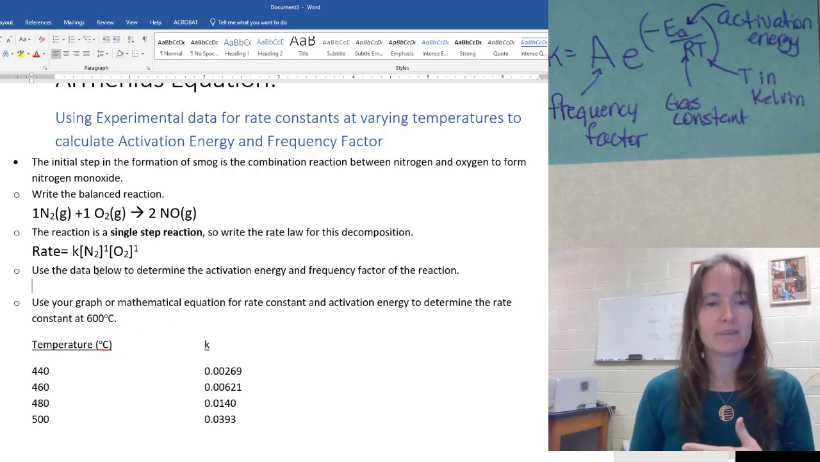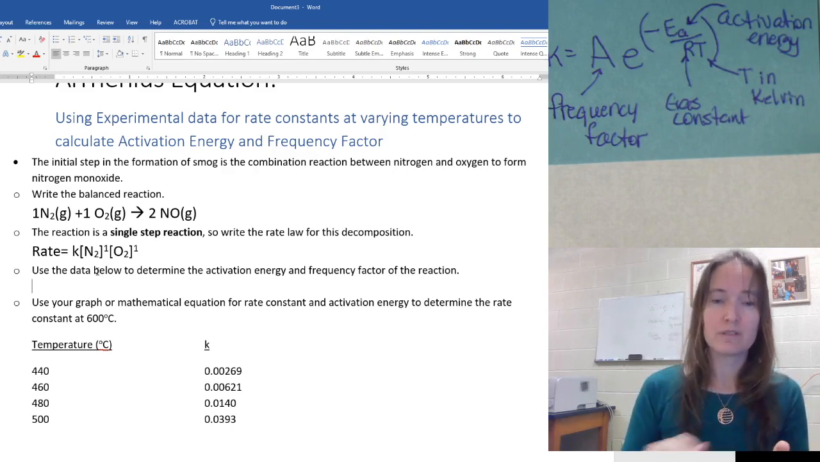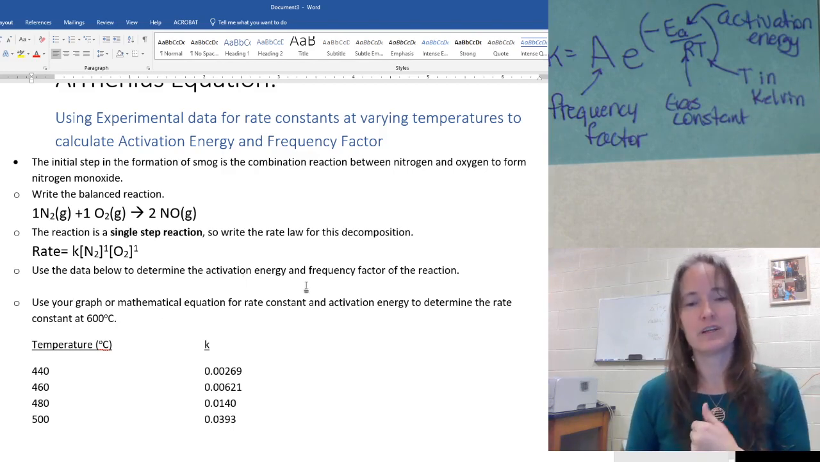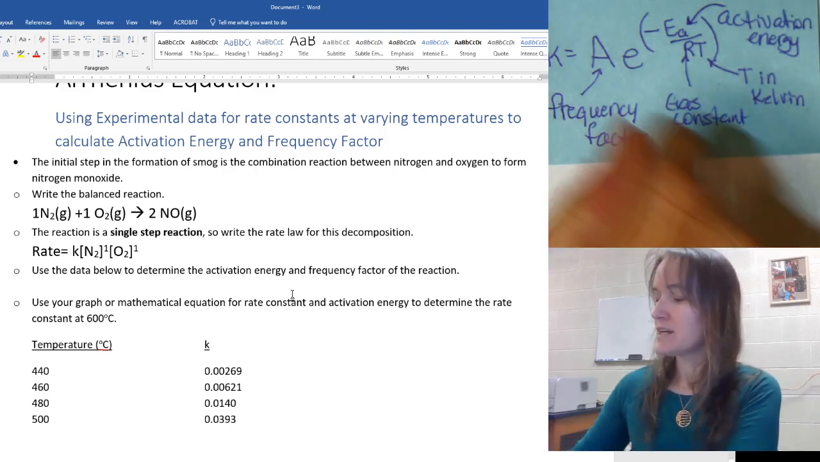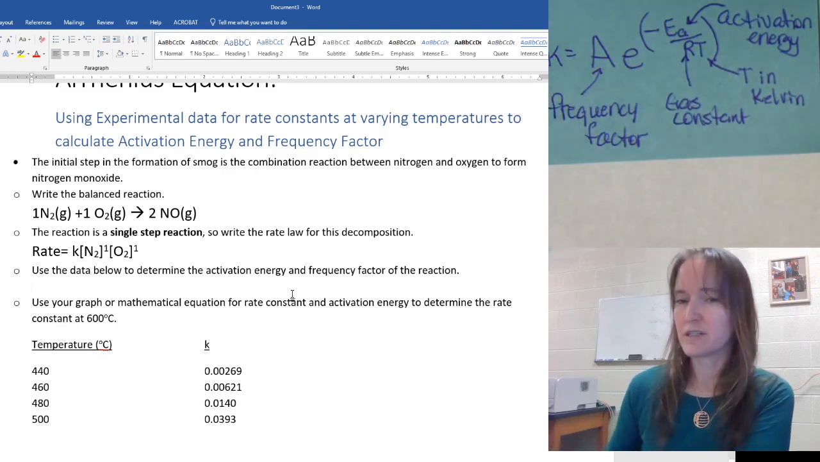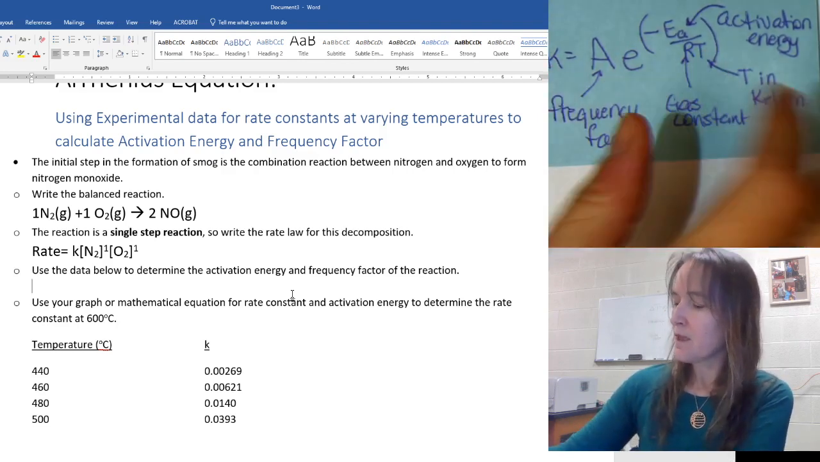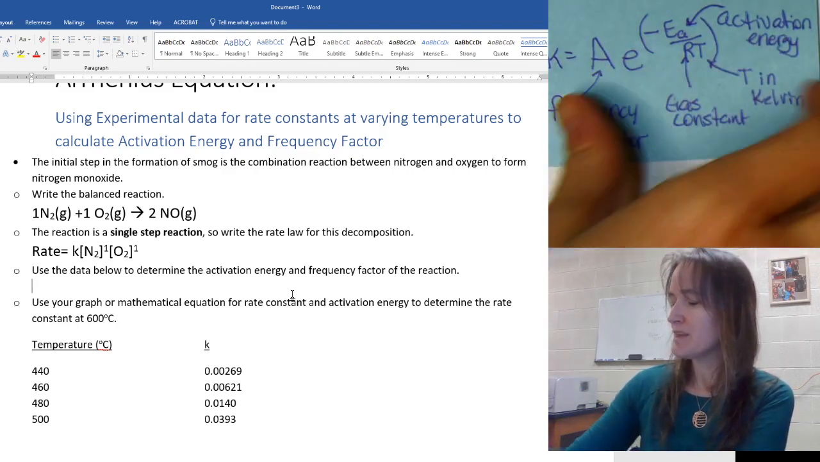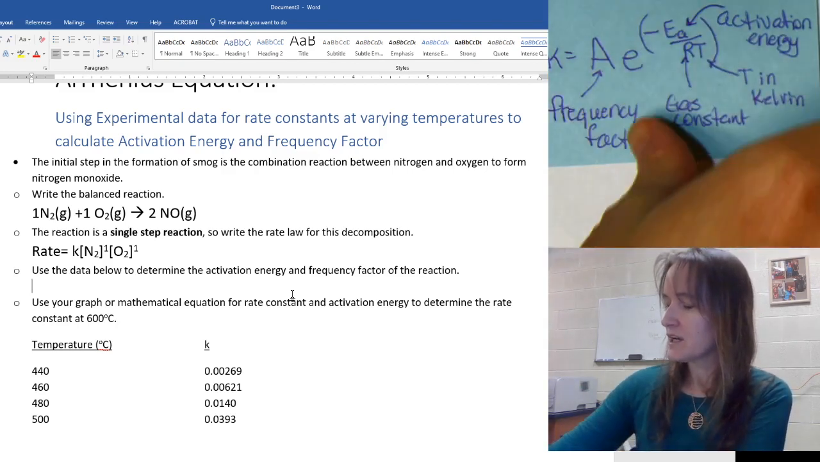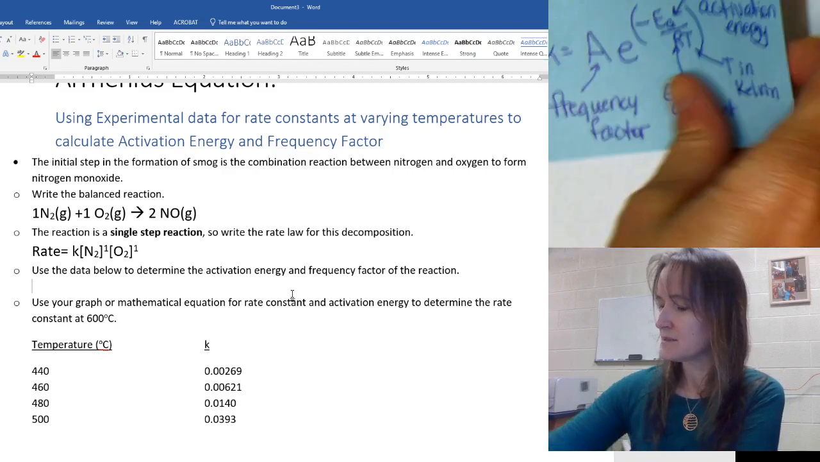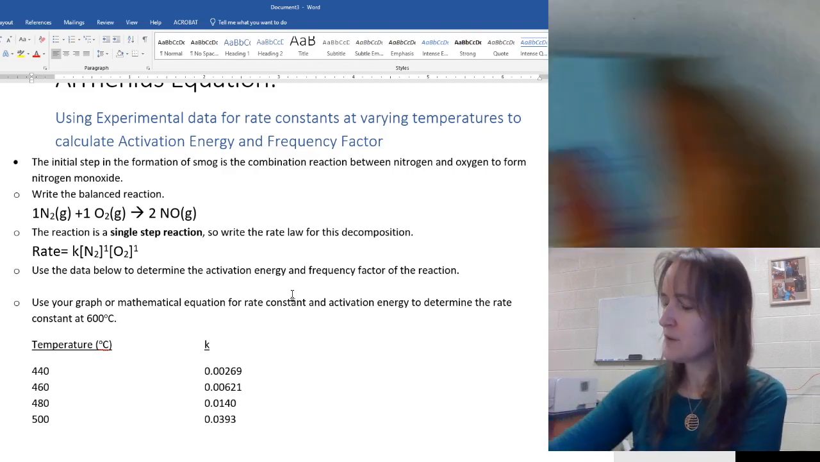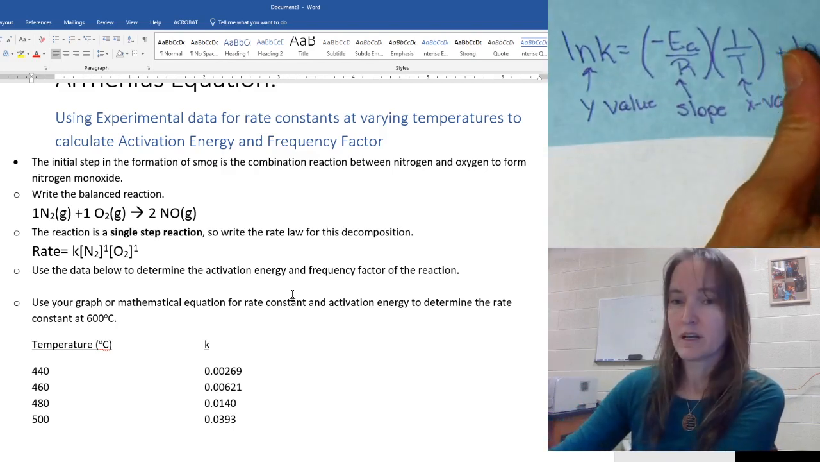So use the activation energy and frequency factor. In order to use the data to calculate the activation energy and frequency factor, I should say. This equation here is just one rate constant, one temperature, but you can actually mathematically alter this. Take the natural log of both sides, and you end up with a linear function.